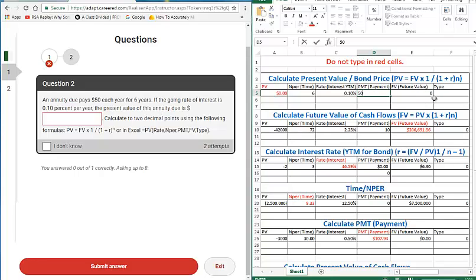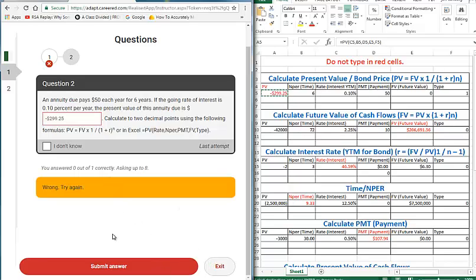Now remember though, here in this one it says an annuity due, so therefore we have to change the type on an annuity due to 1 instead of 0. So therefore we'll get an answer of $299.25. We paste it in here, and wait a second, we got it wrong.